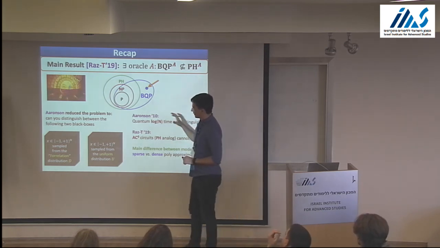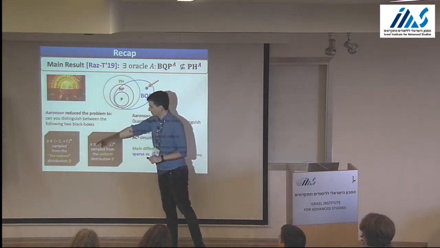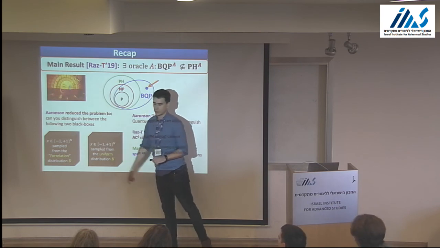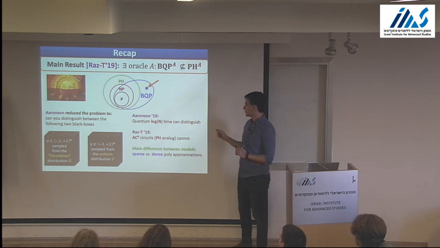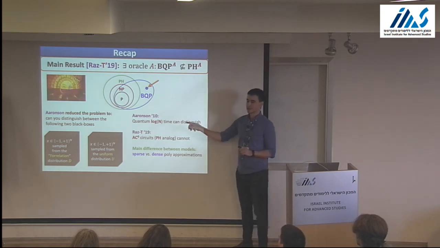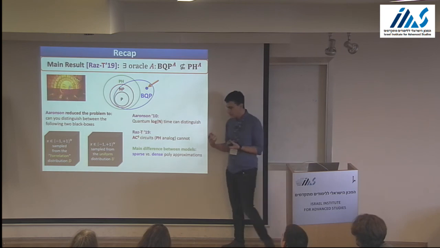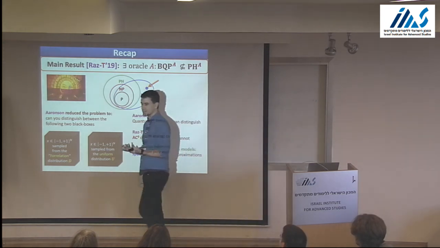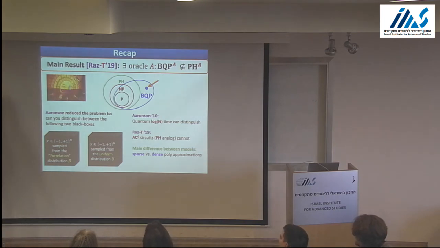And Scott Aaronson reduced the problem to the following game. You get two black boxes, one according to the uniform distribution, another according to the distribution D, and you need to tell which box you got. He showed that the super fast quantum algorithm can tell the difference, and today we showed why AC0 circuits, which is the analog of the polynomial hierarchy, cannot tell the difference. And the main difference we use between classical devices and quantum algorithms is this notion of dense versus sparse polynomials.